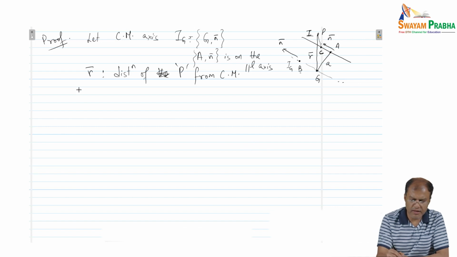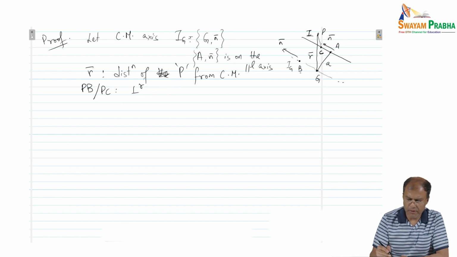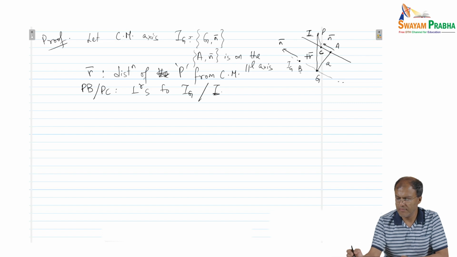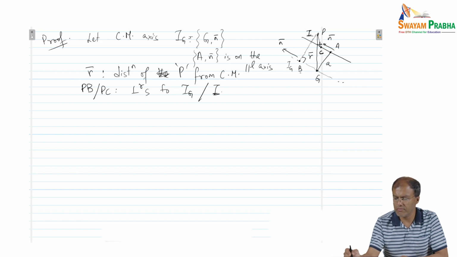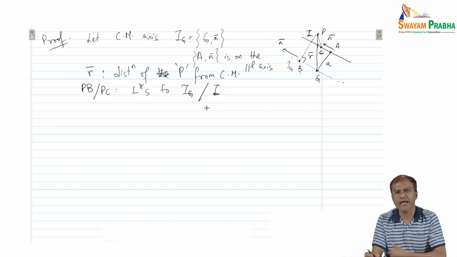And further, let us denote PB and PC to be the perpendiculars to the two axes, perpendiculars to IG and I, right? So PB is this point, perpendicular to this axis, and PC is perpendicular to this axis. Right? Are the perpendiculars to IG and I.